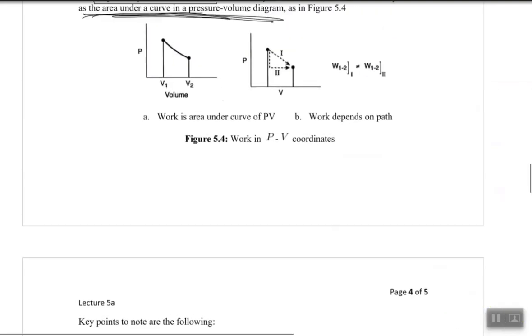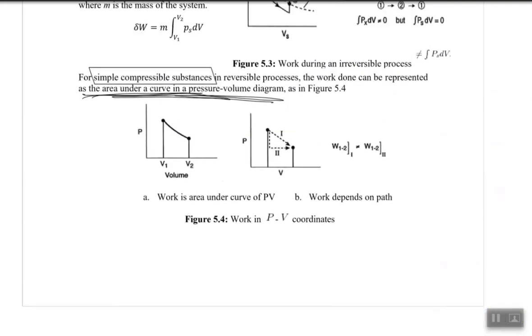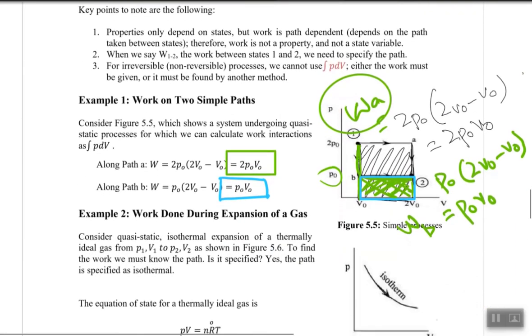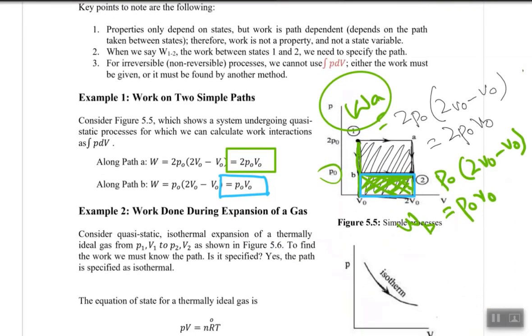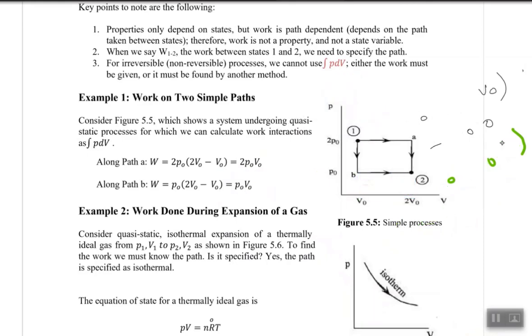So in other words, for a simple compressible substance in a reversible process, we did say reversible process because it was a quasi-equilibrium process, it was a frictionless process. The work done can be represented by the area under the curve of a PV diagram. So that's how we define the work done. The area under the curve of a PV diagram is equal to the work done in a process. In a simple way, if you find the area under the curve, you can find the work done.